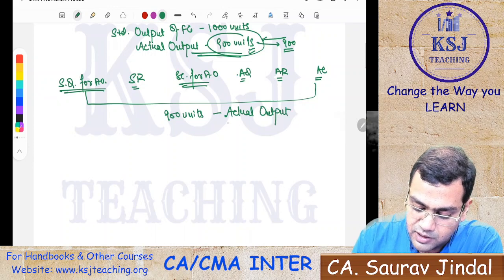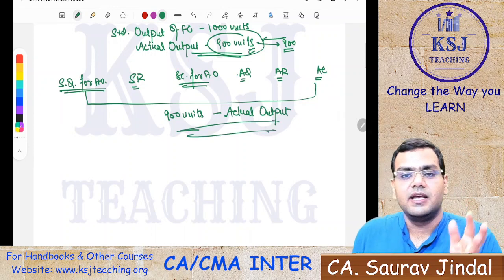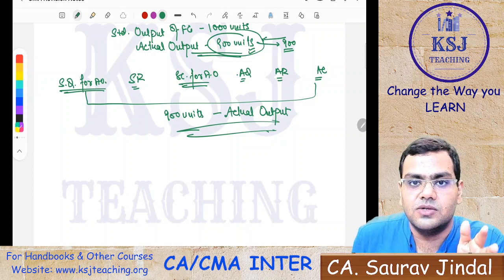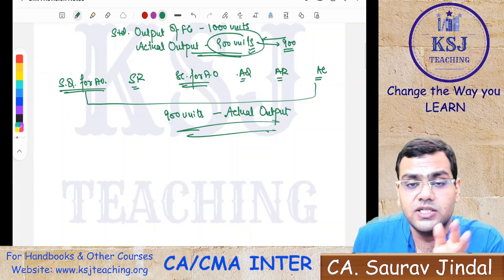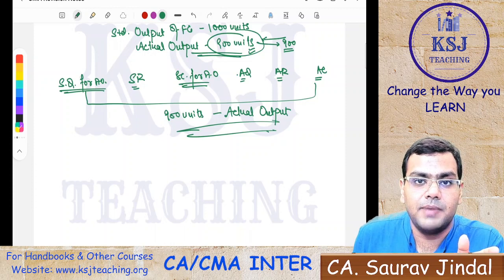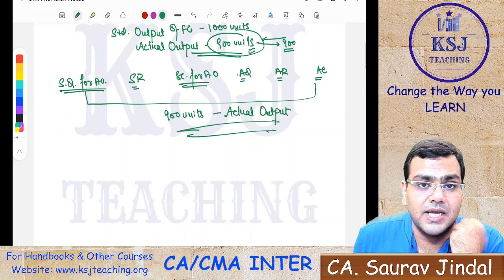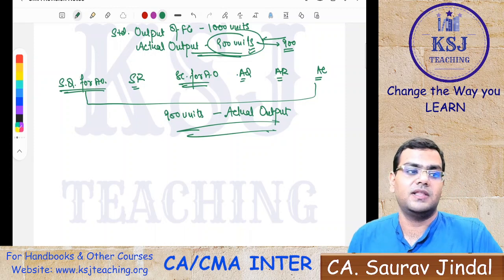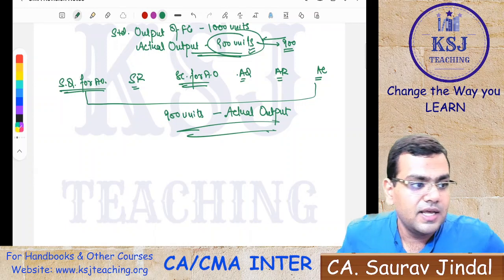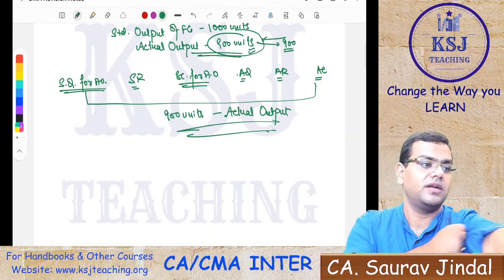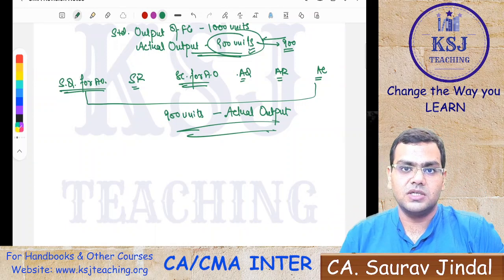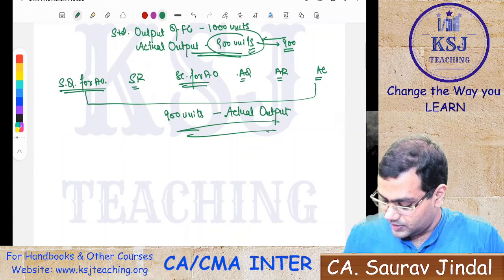So you need to find out everything, because only then can you compare the standards of 1000 units with the actuals of 900 units. No, that is not a meaningful comparison. So you have to find out what the standards are for 900 units and then compare it with the actuals of the 900 units, because the actual expenditure is done on the 900 units, sir. Right? The actual expenditure is done on 900 units.